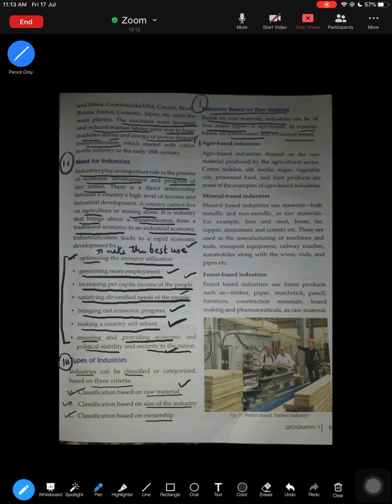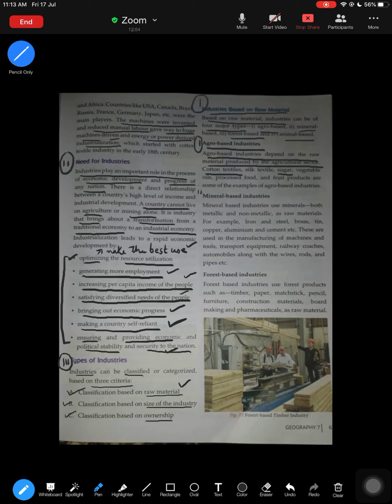So let's look at the first type, agro-based. From the word itself, agro meaning something to do with agriculture. So these industries depend on the raw material produced by the agriculture sector. So anything that has been produced by the agriculture sector, that material used by an industry is termed as agro-based industry. For example, sugar. If you want to manufacture sugar, you are using the agriculture product sugarcane. So that is why it is an agro-based industry. If you want to produce or manufacture cotton textile or cotton cloth, you have to use cotton. So similarly, all those industries that use agriculture products are known as your agro-based industry.